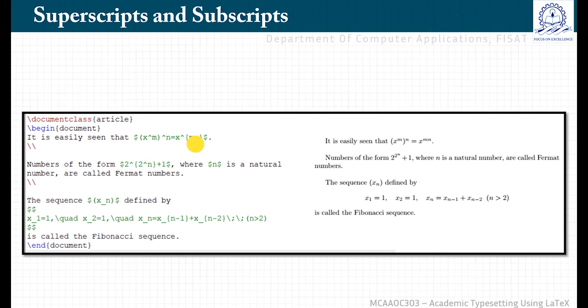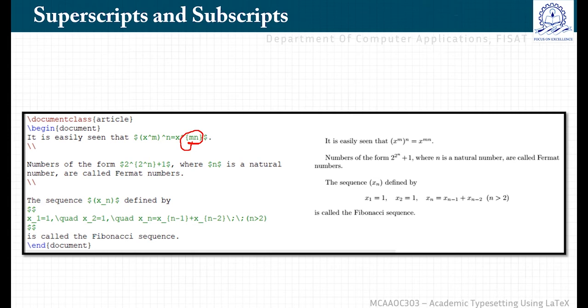Here I am grouping m and n because the superscript is more than one character long. So I am grouping using the parentheses. We must be careful to group these characters properly. Otherwise it will give different results.